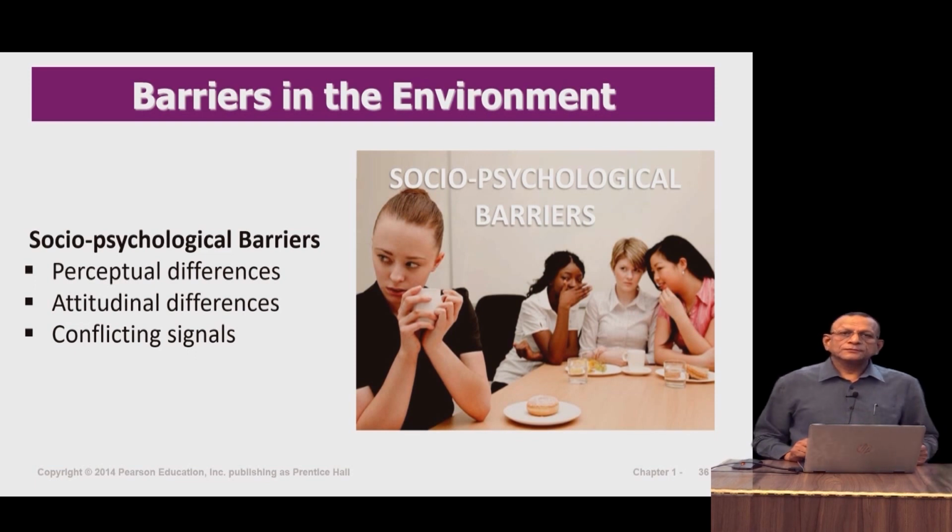Then attitude means a particular way of thinking. My attitude is positive, my attitude is negative, or it is neutral. So whatever is being communicated to me, it will be received by me in the way I take things, the attitude I am carrying. The third one is conflicting signals, which means whatever you are saying and whatever your body language is saying are two different things. So the other person will not be able to understand what the real message is. So this is also a socio-psychological barrier.